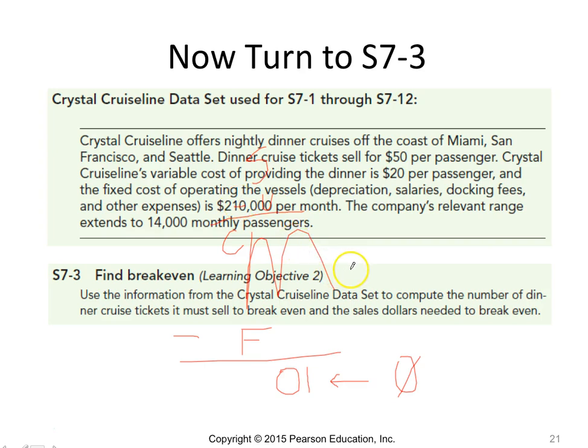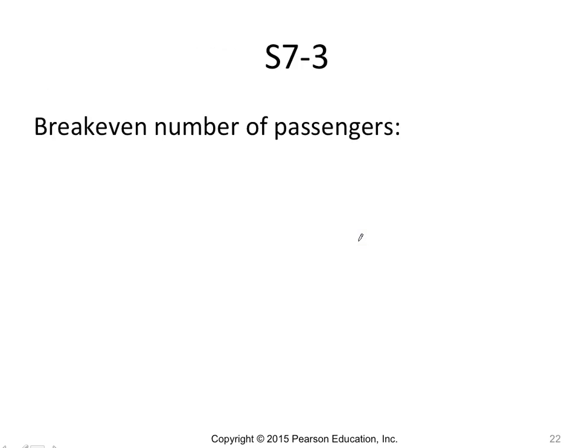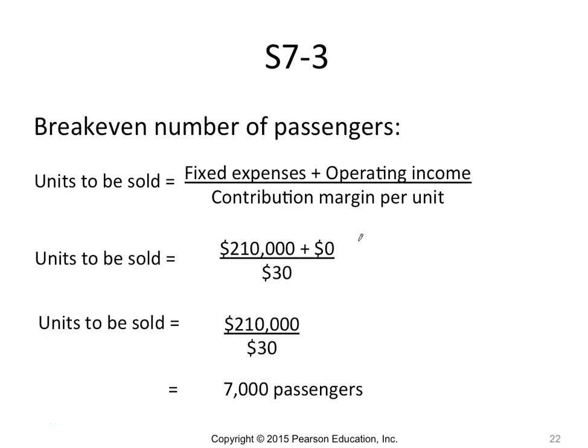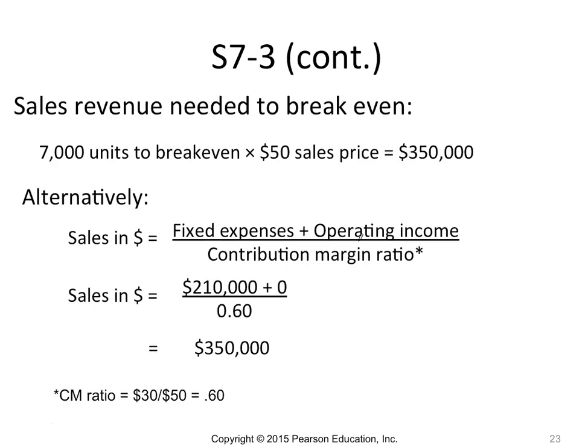So the only variable we do not know is X, total units. So here we can extract the X out. Actually, it's going to get to this one. The calculation is easy. Just plug the numbers in, and we can get to this one. Operating income is 0 anyway. So we get 7,000 passengers as break even for our case.